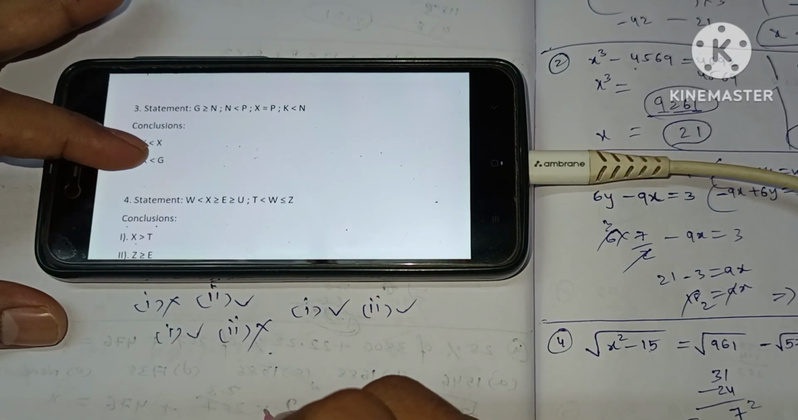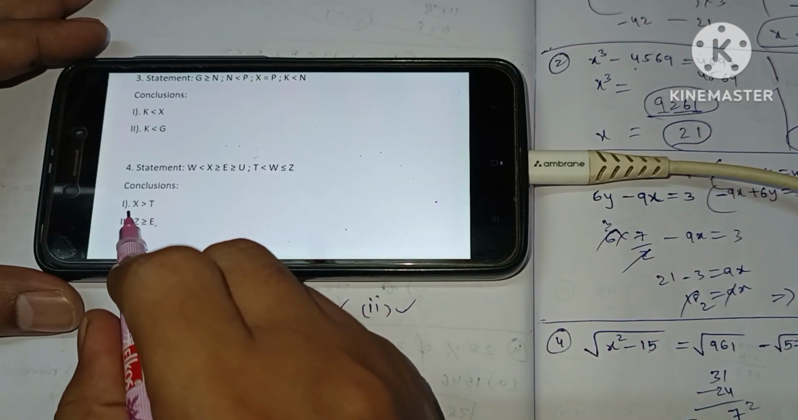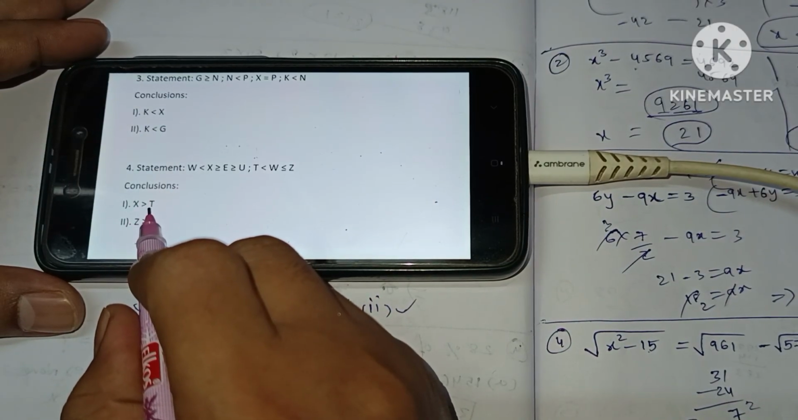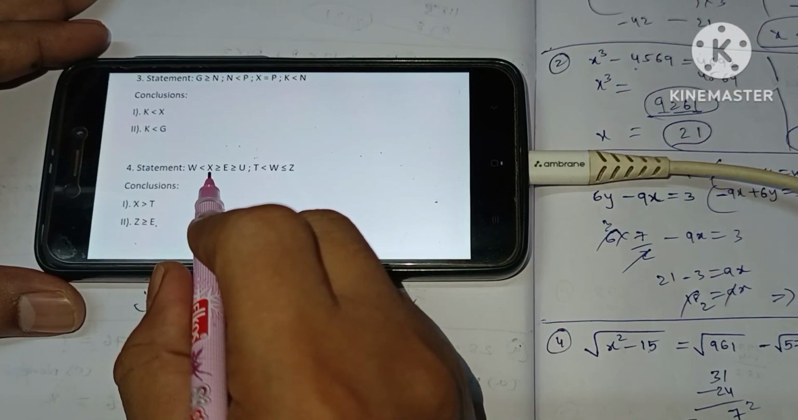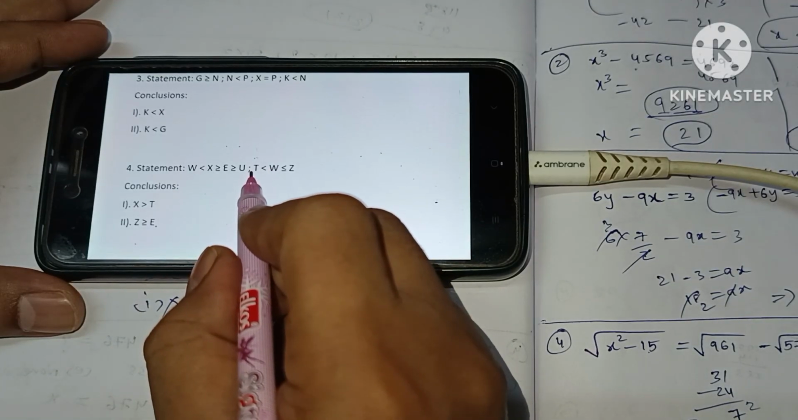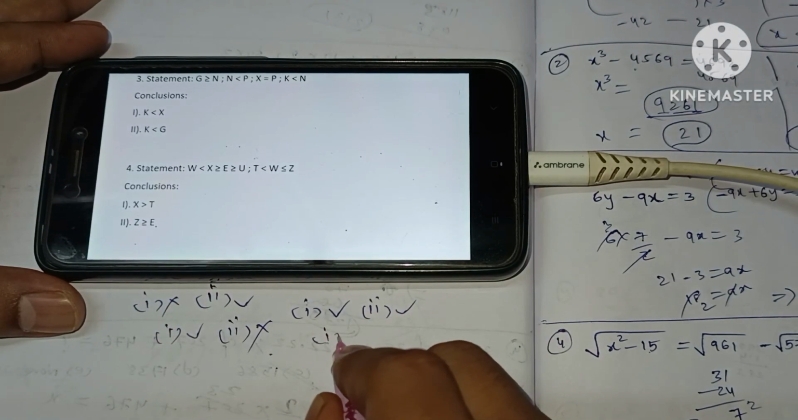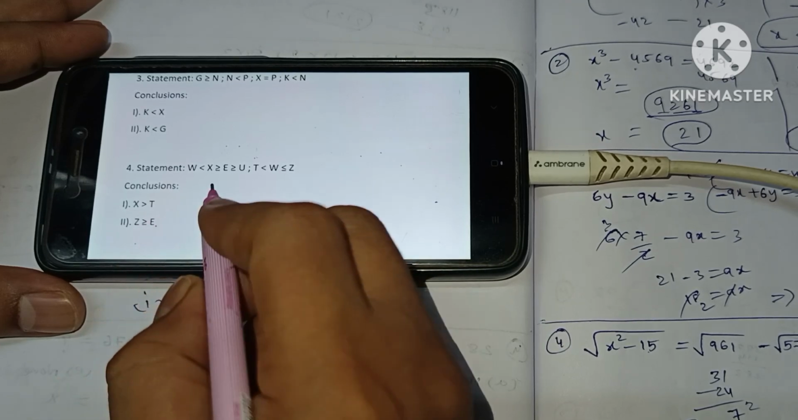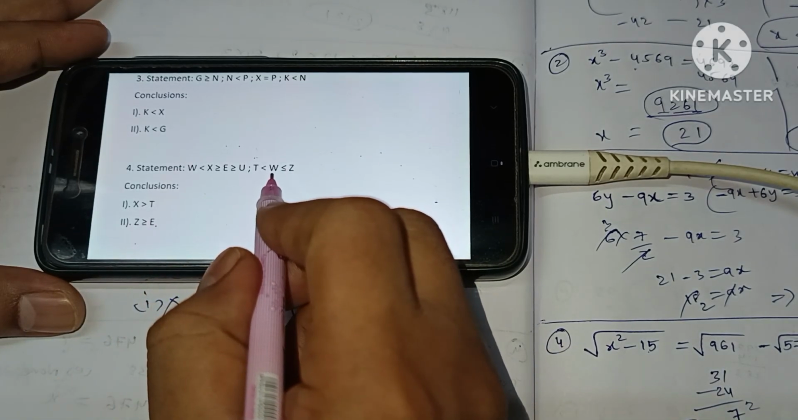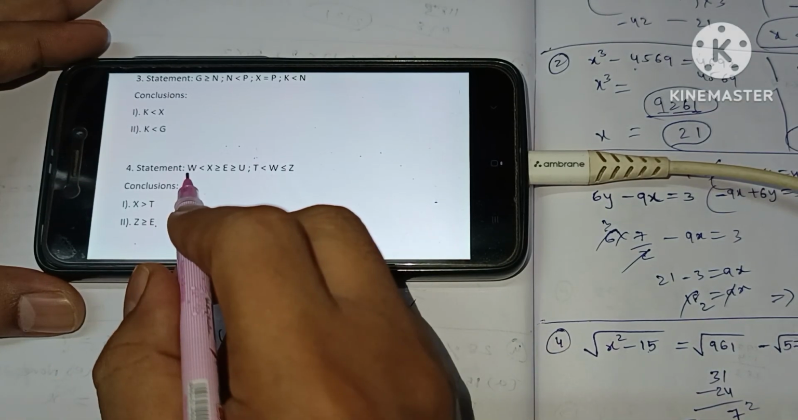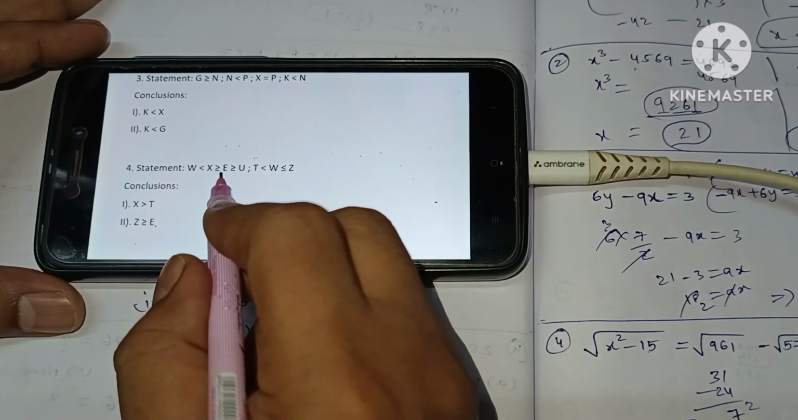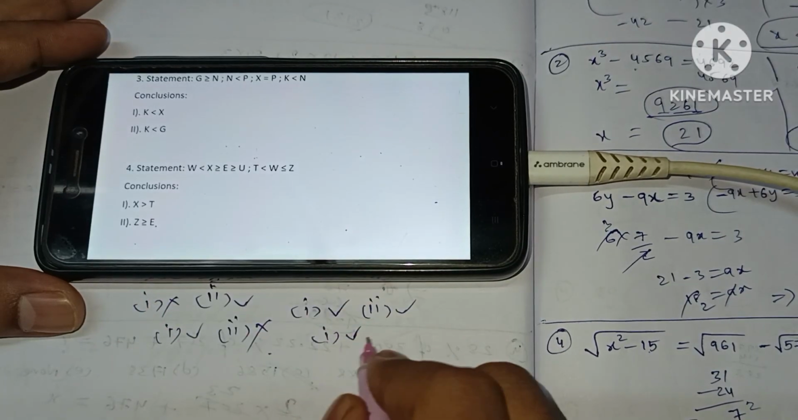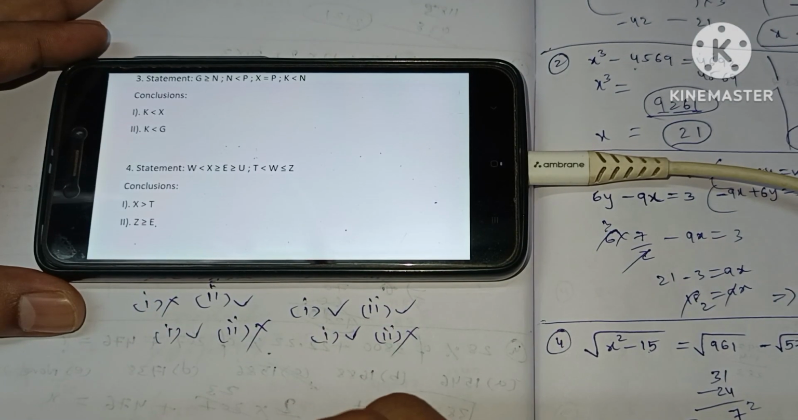Next, fourth question, the flow from X to T. Here from X we can reach to W. From W we can reach to T. So first conclusion will be true. The flow from Z to E with equal to also. Z to W is possible. From W we cannot reach to E. So second conclusion will be false.